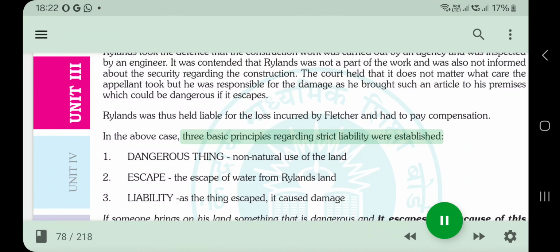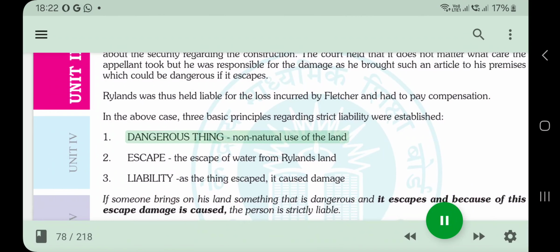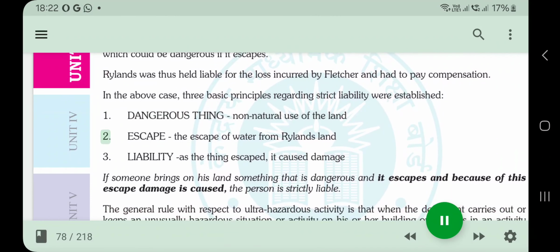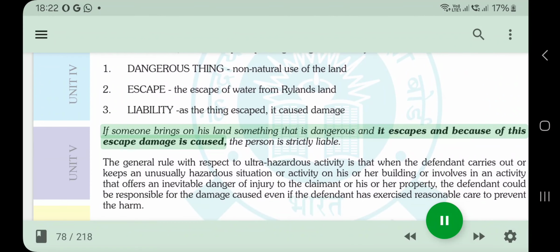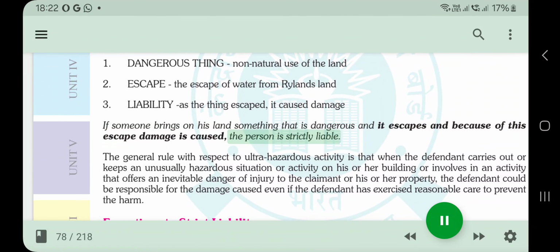In the above case, three basic principles regarding strict liability were established. 1. Dangerous thing, non-natural use of the land. 2. Escape, the escape of water from Rylands' land. 3. Liability, as the thing escaped, it caused damage. If someone brings on his land something that is dangerous and it escapes, and because of this escape damage is caused, the person is strictly liable.